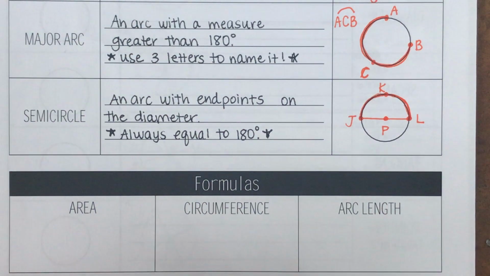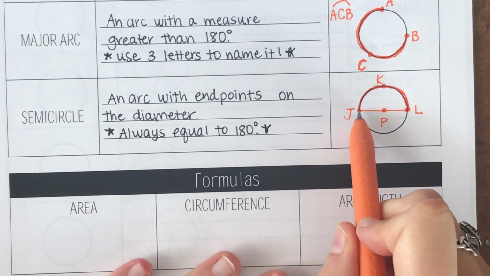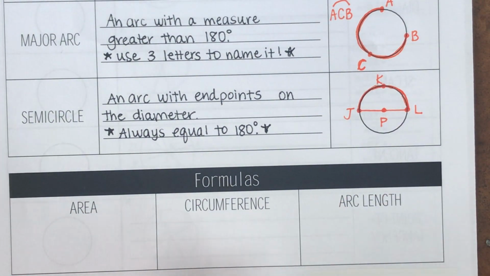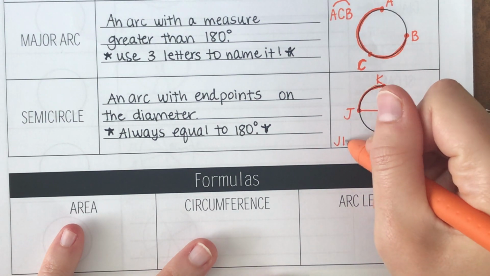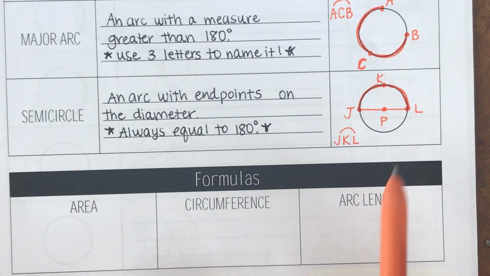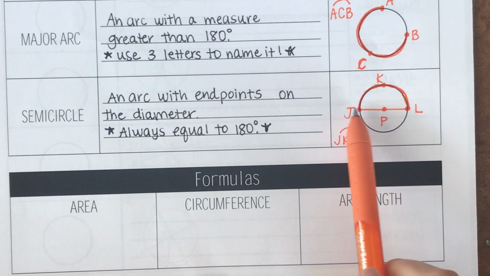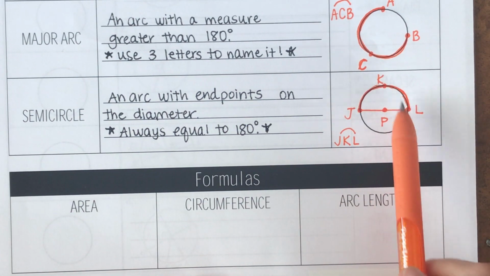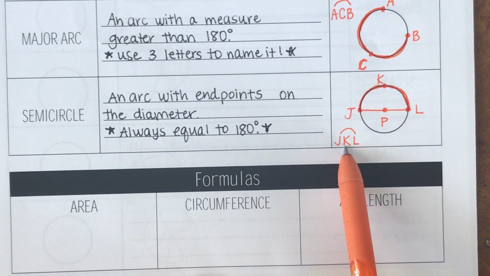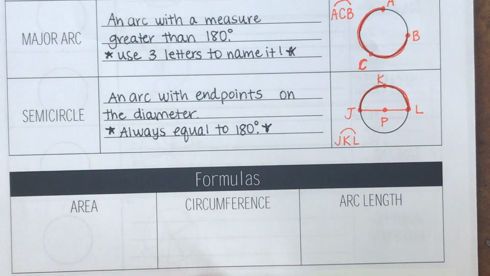It's pretty easy to see that it's half of the circle. It's got the diameter, it's half of it. So this is called arc JKL. I could also name this arc LKJ. It doesn't matter which one comes first, but what does matter is that the K is in the center because it's going through that point.